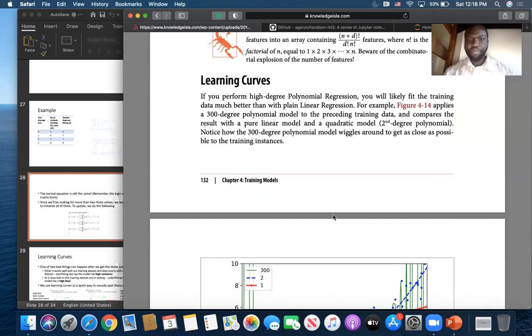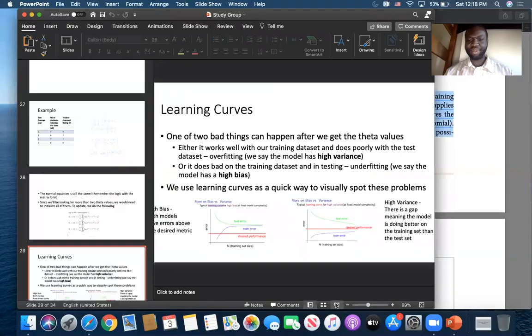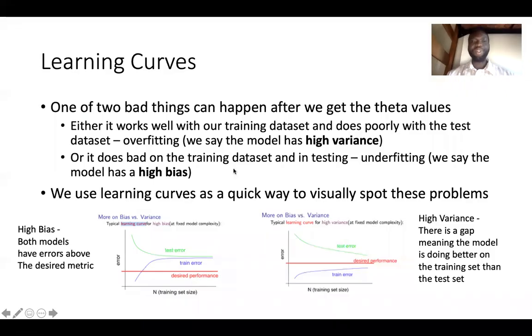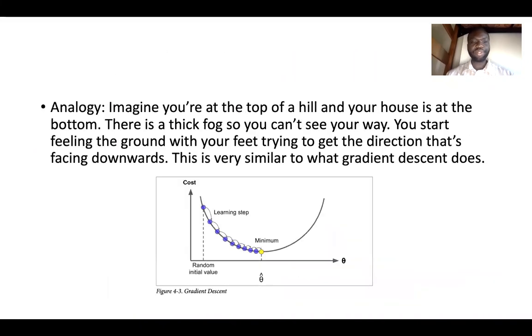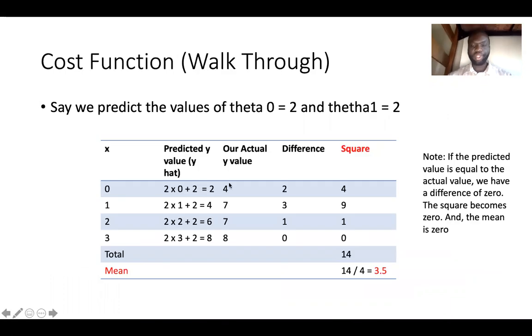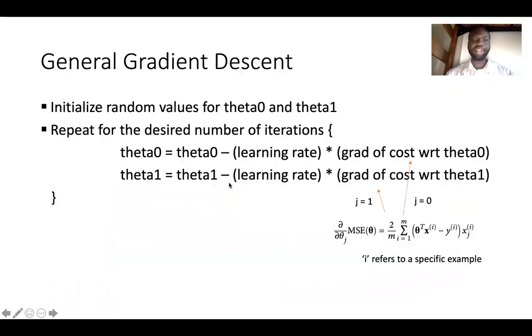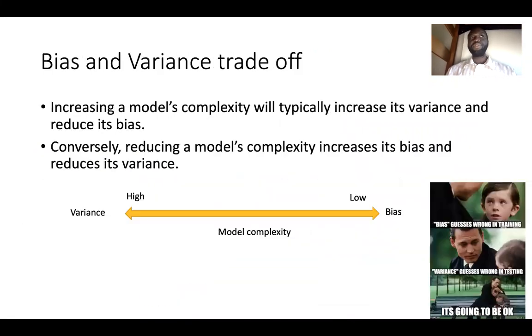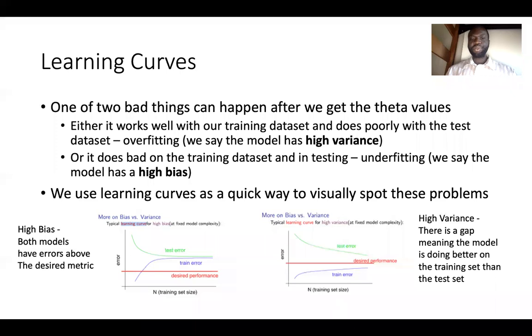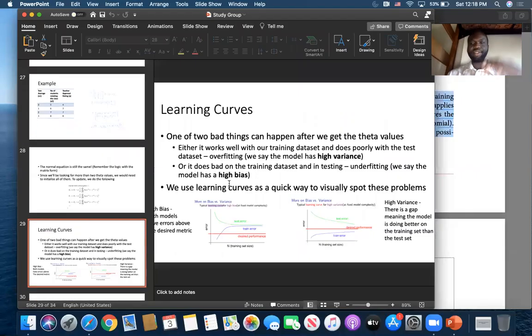Okay. So learning curves. Nice. One of two bad things can happen when you train. Originally, these values that you're given are your training data. For Jeffrey, you're given an entire data set, like Judy said, and then you normally split it.